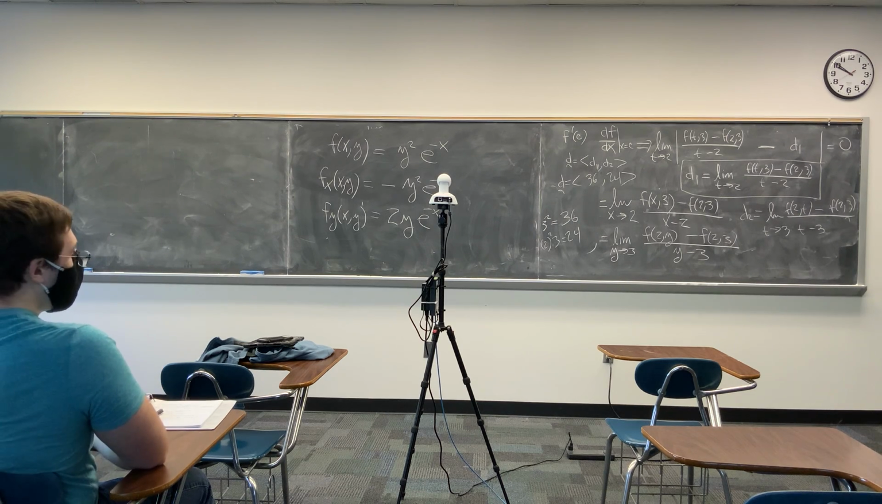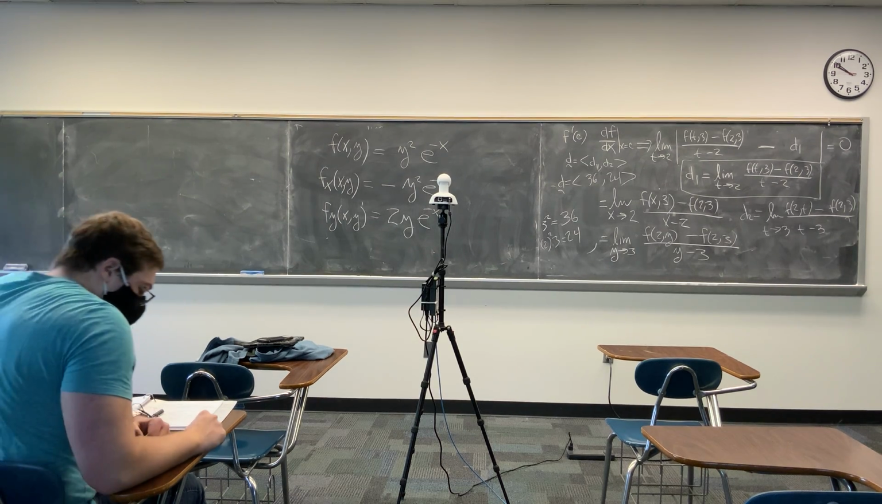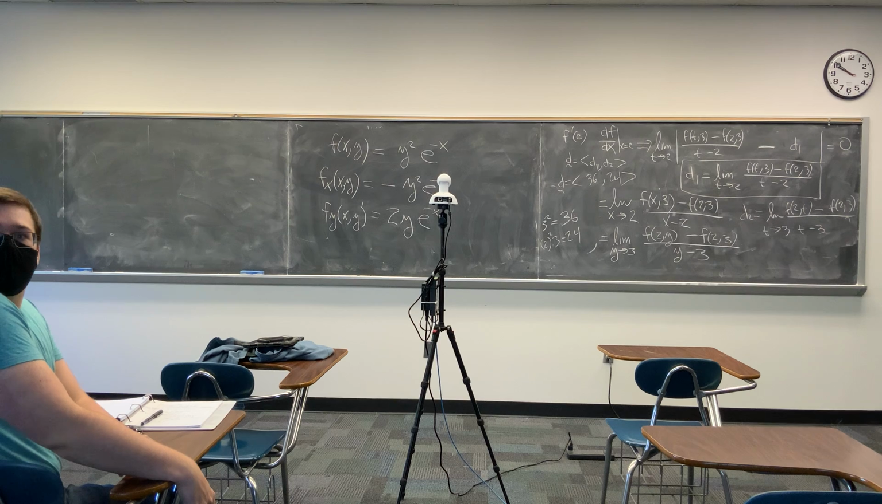Okay, so let's check. Let's see what we got. What's their answer? They've got e to the minus t squared, but t is y. Is that what we got? And then here, did we get 2y e to the minus x? Yep. Is this making sense? Yes.